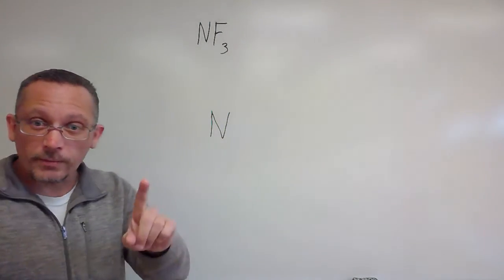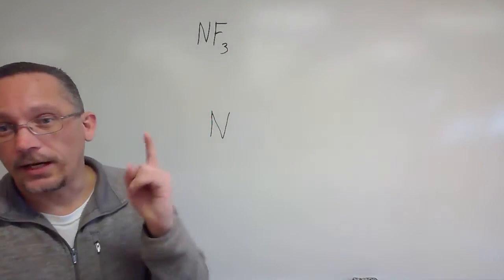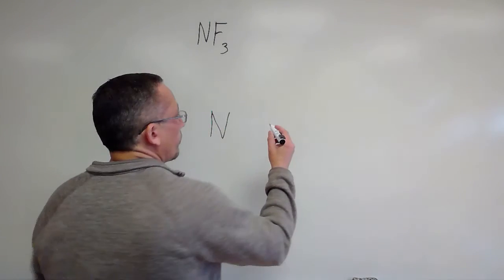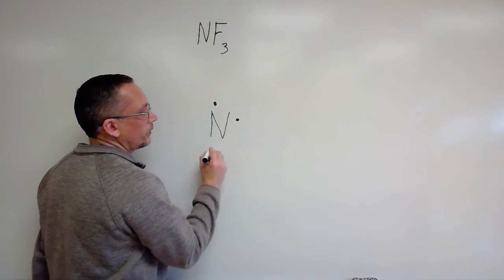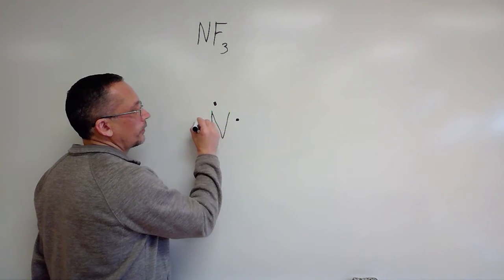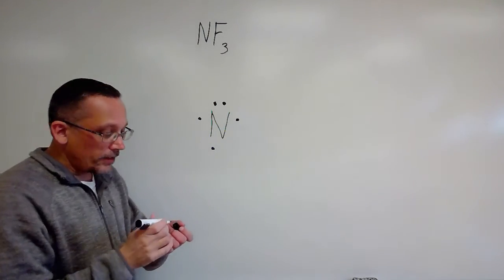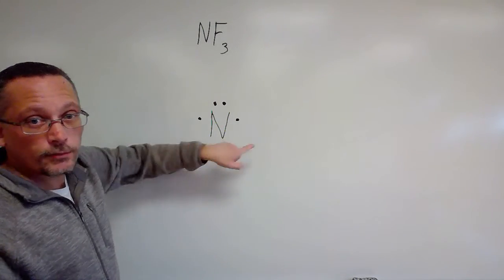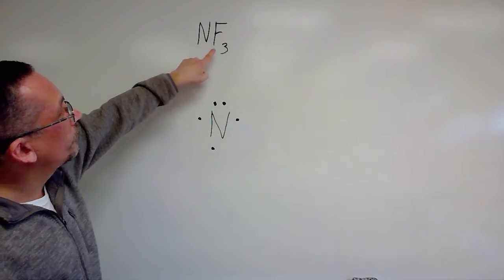Okay. So remember, I'm going to put a dot on each of the 4 sides before I put a second dot on any side. So 5 valence electrons. 1, 2, 3, 4, and 5. Now, I started on the top. It doesn't matter which side you start on. It doesn't matter.